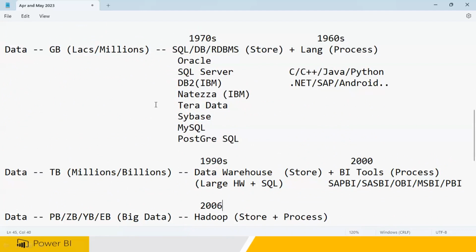So BI started not today, it started long, long ago. SAP BI, SAS BI, OBI, MSBI. This started in the year 2000 by other beginner companies. MSBI means Microsoft BI, Power BI means Power BI. These two are from Microsoft. Let us compare the difference between these softwares and MSBI.